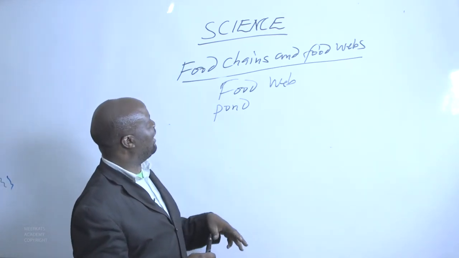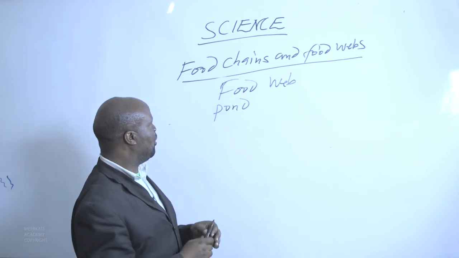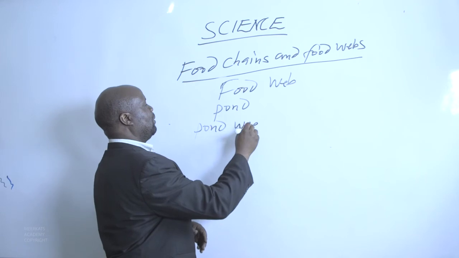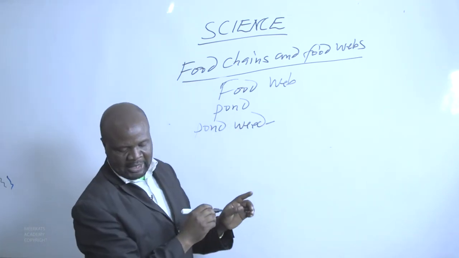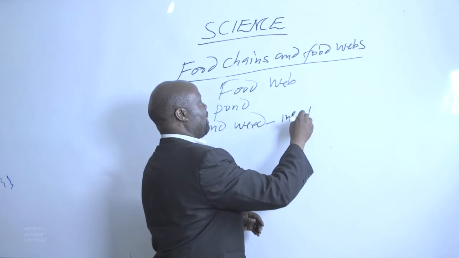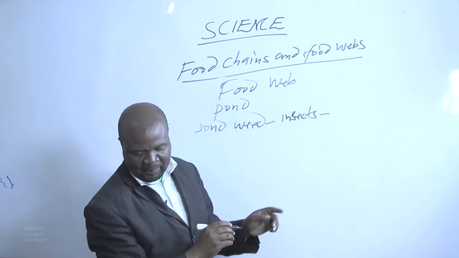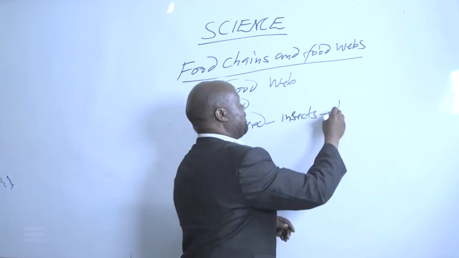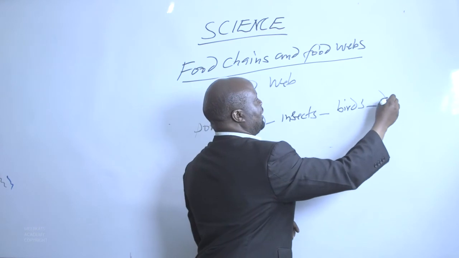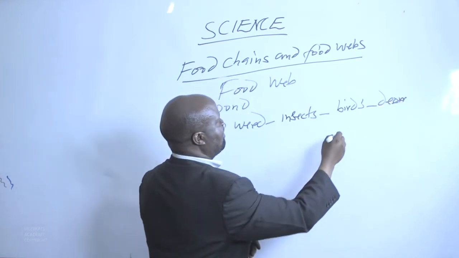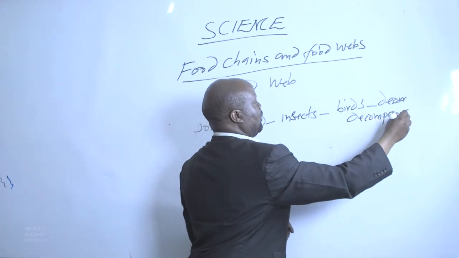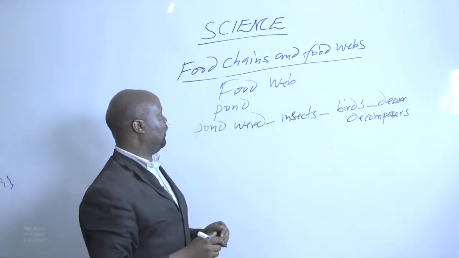But we can have another example of a food chain within the same pond. We can have a pondweed that is being eaten by insects, and then these insects are being fed on by birds. Then when the birds die, the decomposers are there, which are the bacteria and the fungi and so forth.